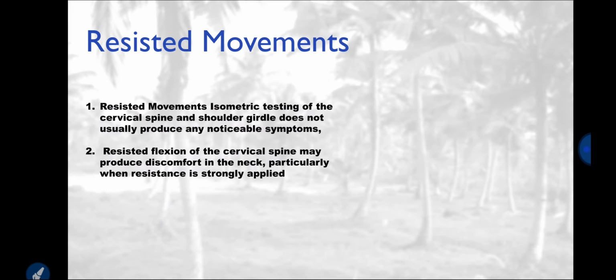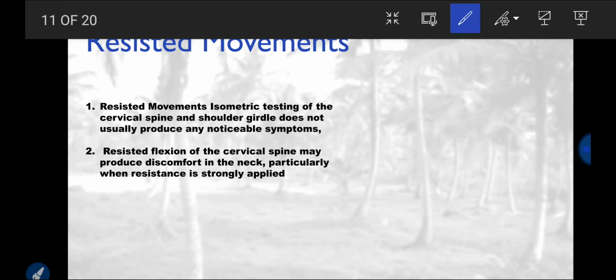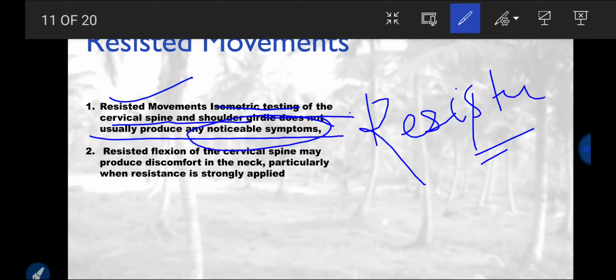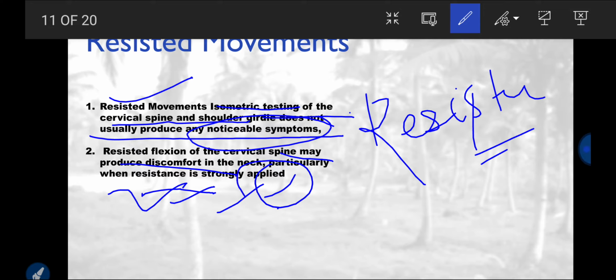Resisted movements. In resisted movements, isometric testing of the cervical spine and shoulder girdle does not usually produce noticeable symptoms. So in isometric testing, you see no noticeable change. Resisted flexion of the cervical spine may produce discomfort in the neck, and particularly when resistance is strongly applied, there may be some symptoms that worsen.